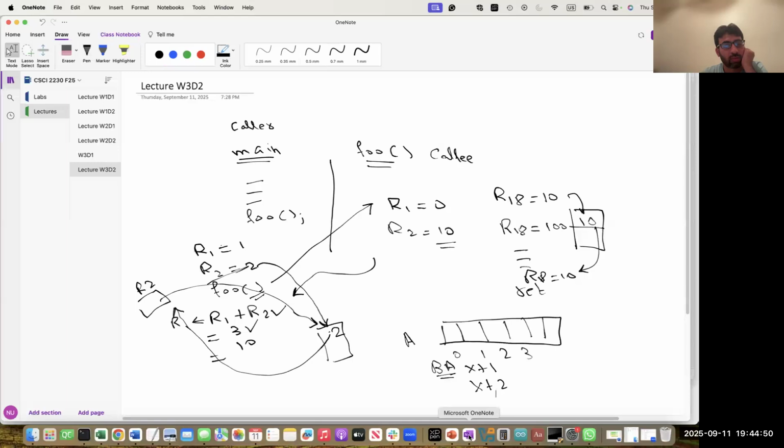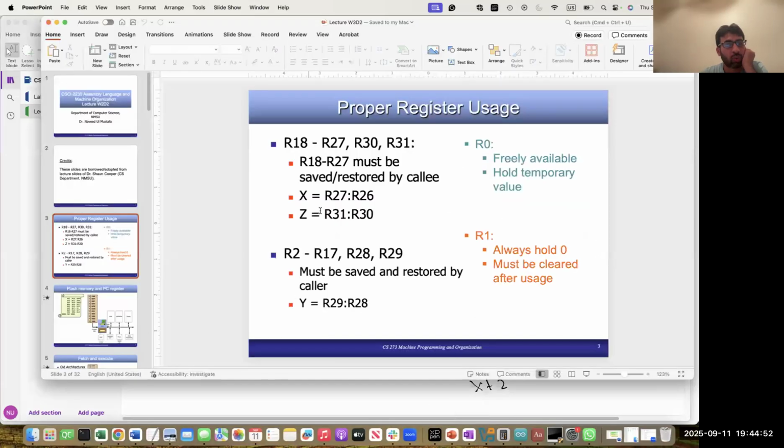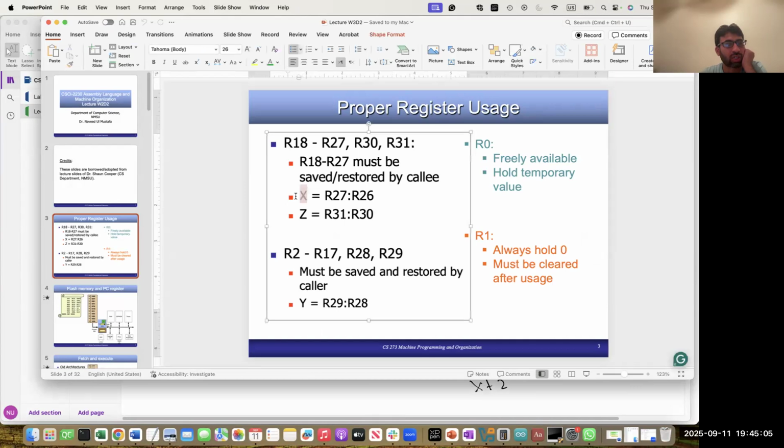And there are three combinations which are available. One is R27 and R26, R31 and R30, R29 and R28, right? So these are collectively known as pointer registers. So X is known as a pointer register, but it is not actually a real register. It is just a name for the combination of R27 and R26.